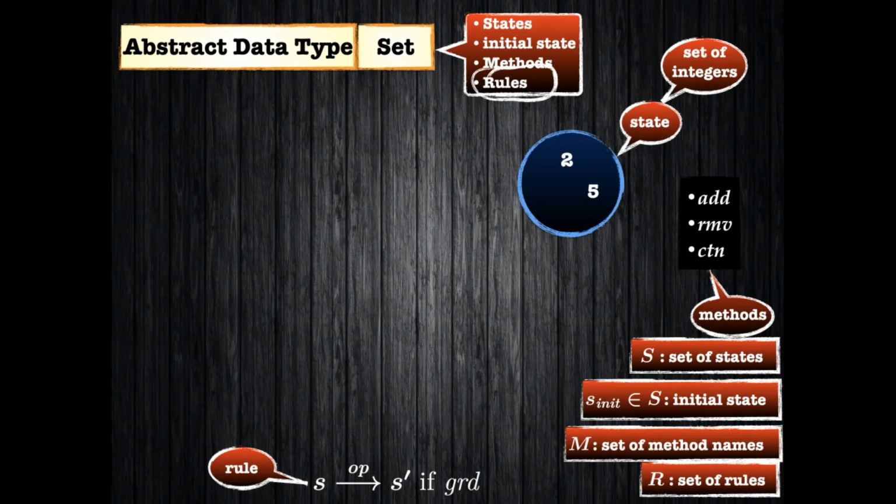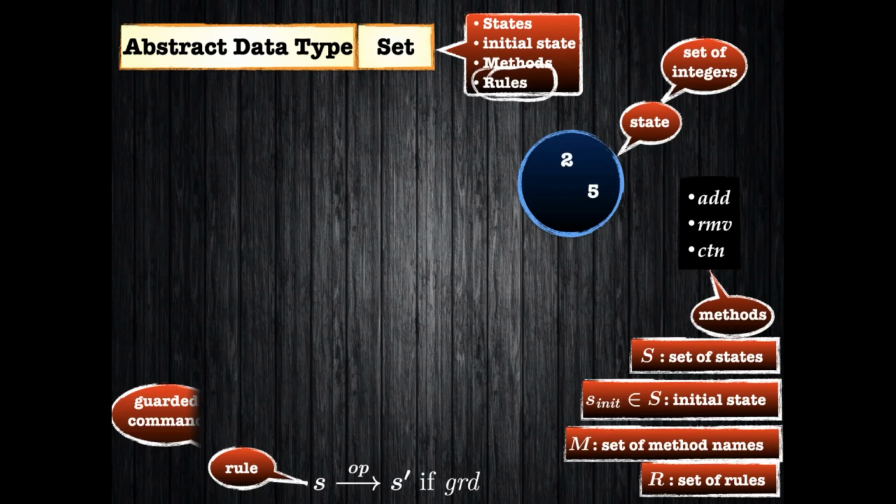So again, what a rule tells me is that from certain states, I can go to other states by performing some operations, provided that a guard on the current state is satisfied. So an operation applies a method to the current state, obtaining a new state S prime if the guard, which is a condition on the state S and S prime, is satisfied.